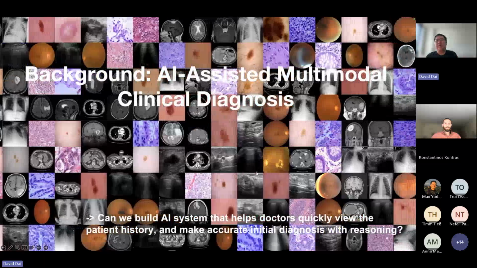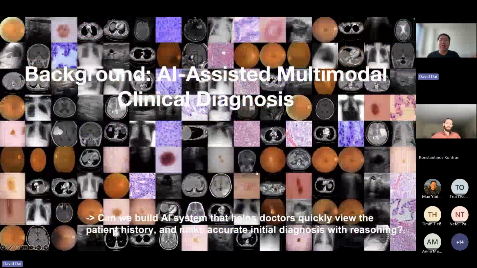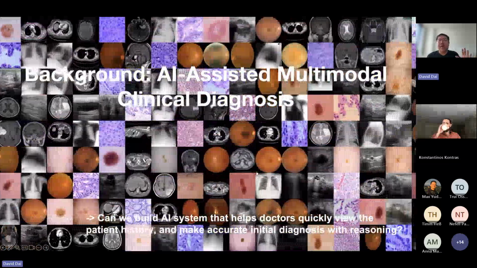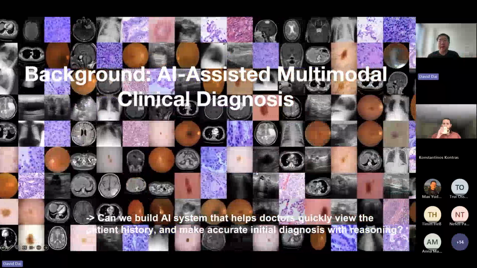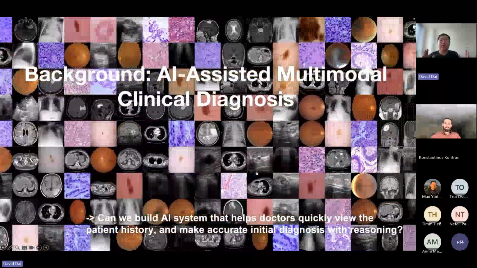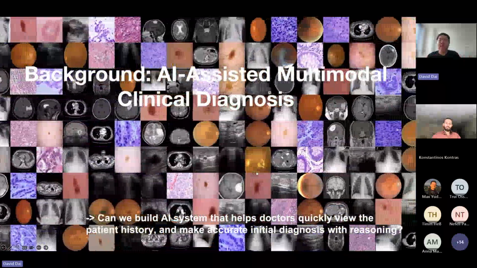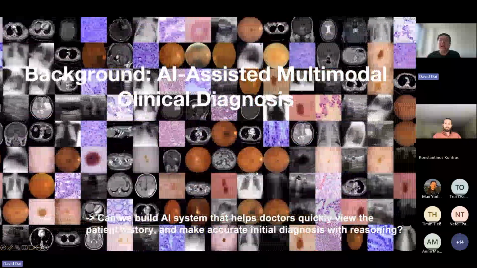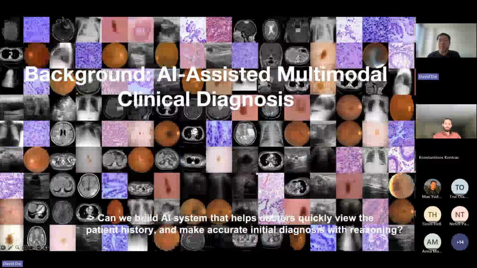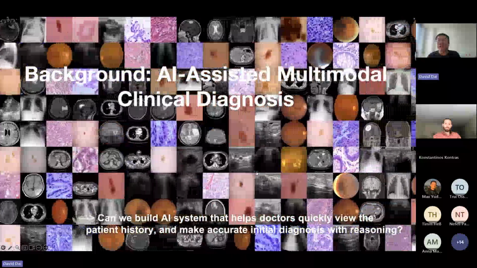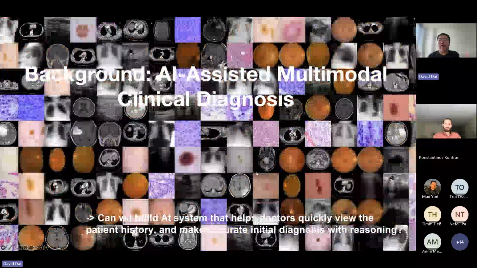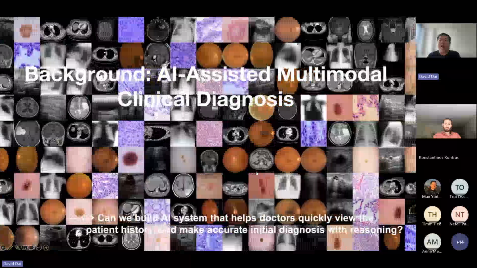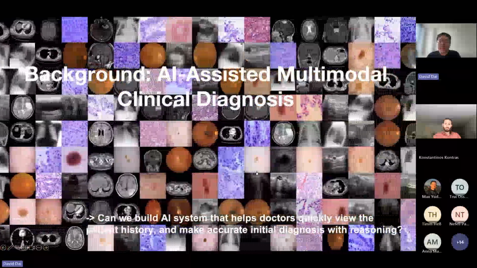In the past years, there has been more and more multimodal data available publicly, and an increasing demand to make quick initial diagnosis, especially in the emergency department. For example, in the emergency department, doctors are often presented with a patient with a very long health record and many data, and doctors are not able to review all this data.